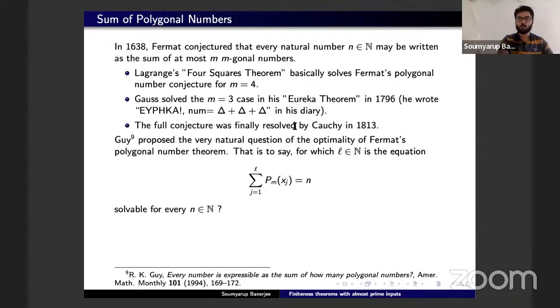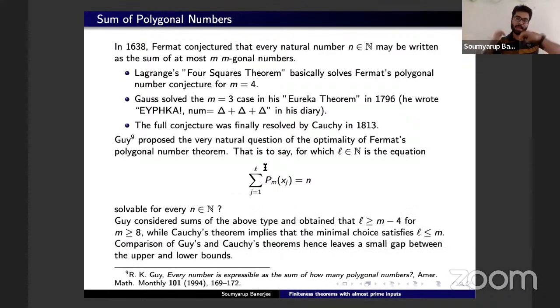Of course, from Cauchy's theorem, you can say that l is less than or equal to m, because a sum of m polygonal numbers can always represent every integer. Now the question is how much less? Richard Guy, in the same paper, has proved that the lower bound of l is m minus 4 for m bigger than or equal to 8.